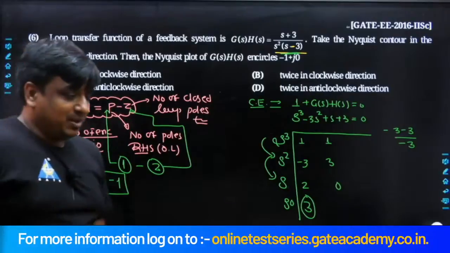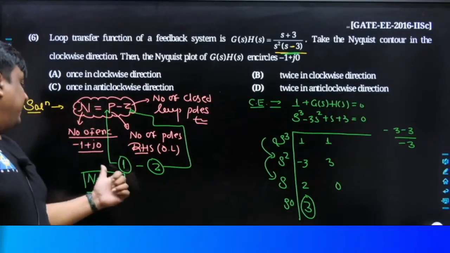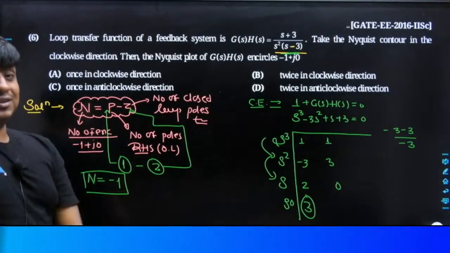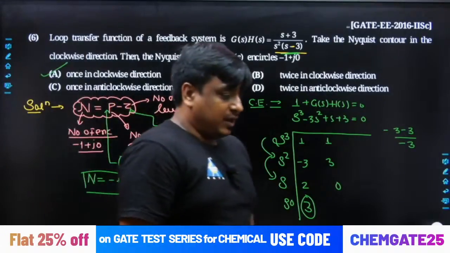So may I know what would be the best answer for this given problem? Obviously, the minus sign means the encirclement is clockwise, and 1 indicates that the point minus 1 plus j0 got encircled once. So the best answer for this problem is A.